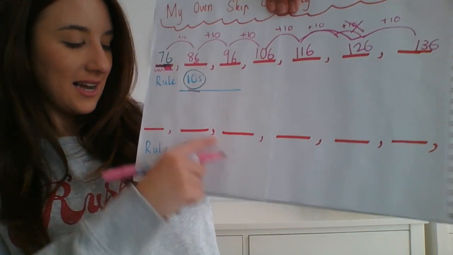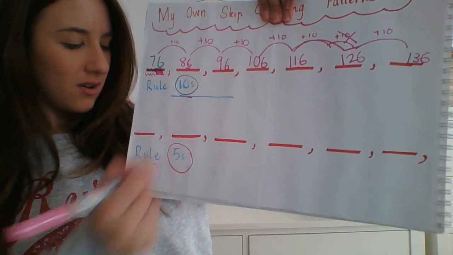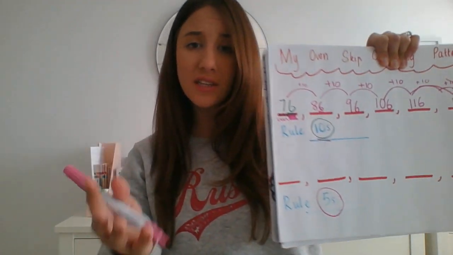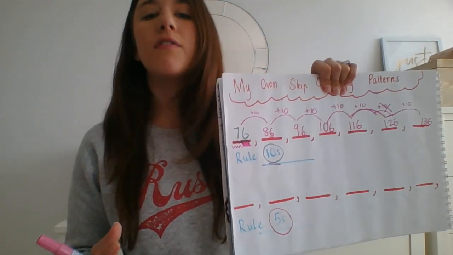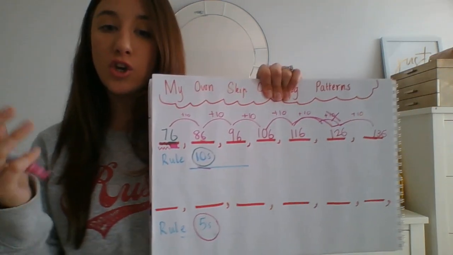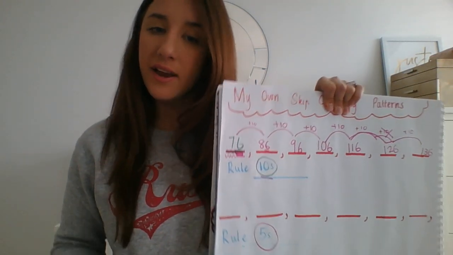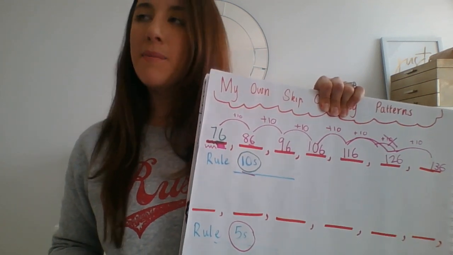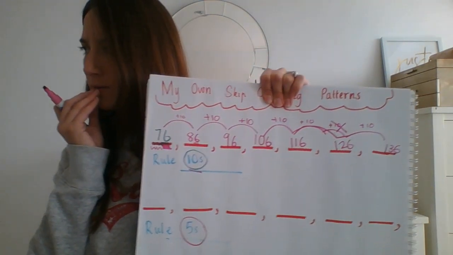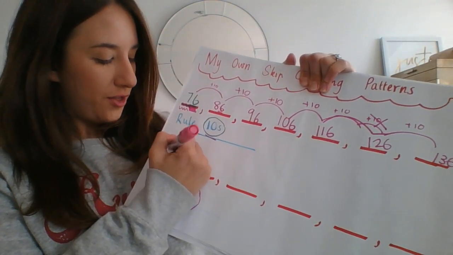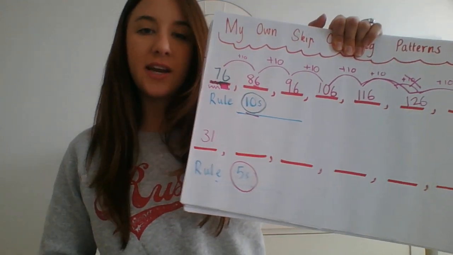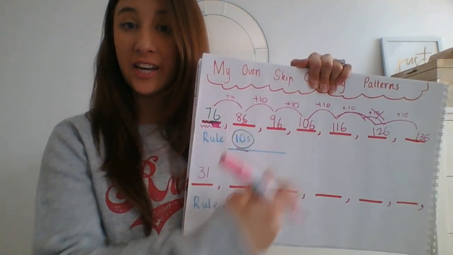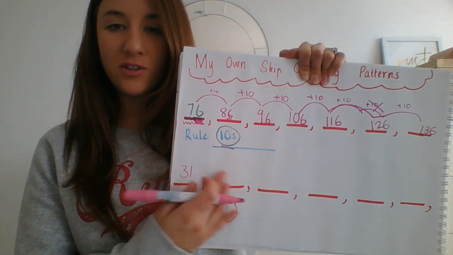And this pattern is telling me it wants me to skip count by fives. That's the rule. Okay, now you need to think about what you need. Remember, if you think you need to start with smaller numbers, please do that. Okay, if you think you need to start with larger numbers, you can do that. Okay, I'm going to start with the number 31. Okay, now when we skip count by fives, we have to add 5 each time. When we skip counted by tens, we had to add 10 each time. Okay, so let's add 5 to 31.